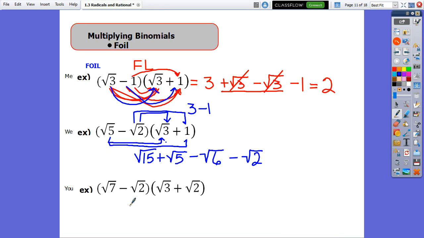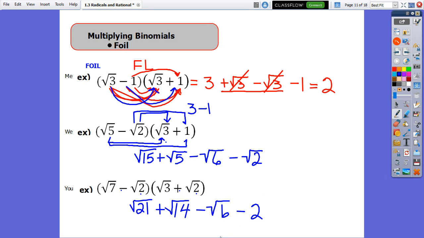Square root of 7 times square root of 3 is the square root of 21. I'm going to go a little quicker here. Square root of 2 times square root of 7, square root of 14. Then what we got is negative square root of 2 times square root of 3 is negative square root of 6. And then square root of 2 times square root of 2 is 2. Don't forget negative times a positive is negative.